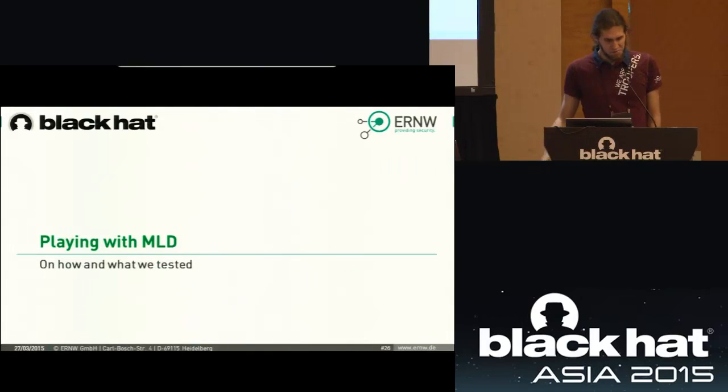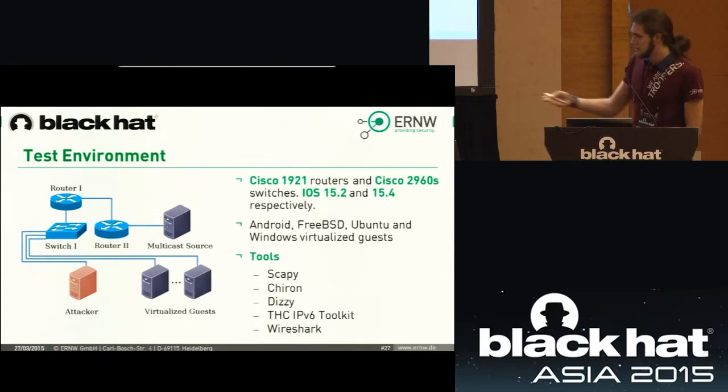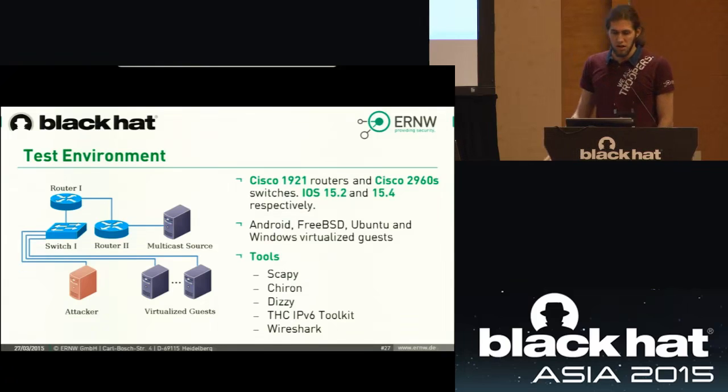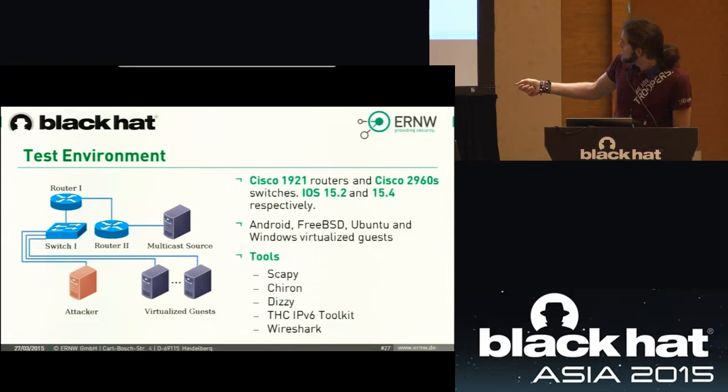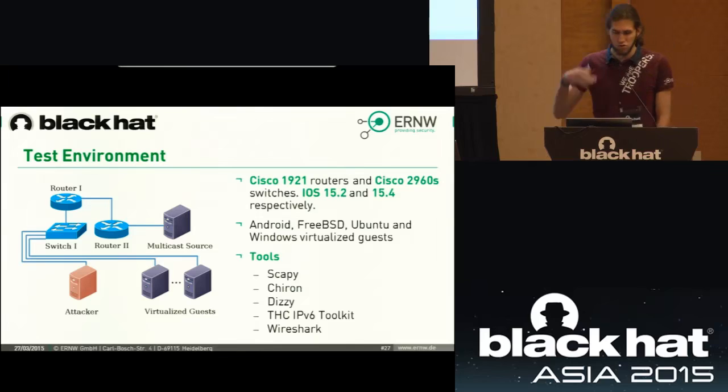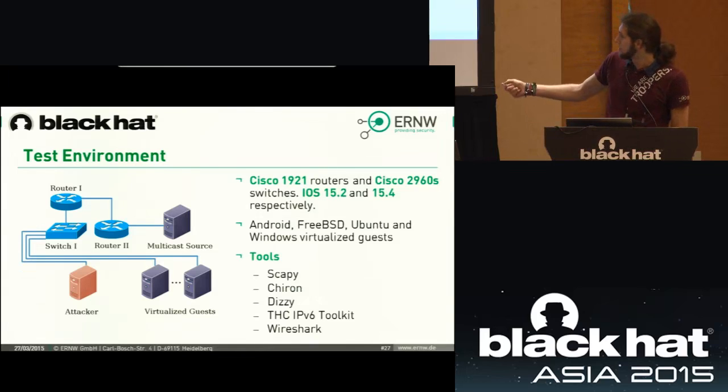And this is not just theory on paper. We take a little look in the wild and built our own lab environment. This is what we brought with us: two routers. Behind one router we have a multicast source, which is providing a data stream. On the other side, on the switch, we have some virtual guest host systems and of course our attacker. The tools we mainly used were Scapy, Chiron, Dizzy, the THC IPv6 toolkit and Wireshark.